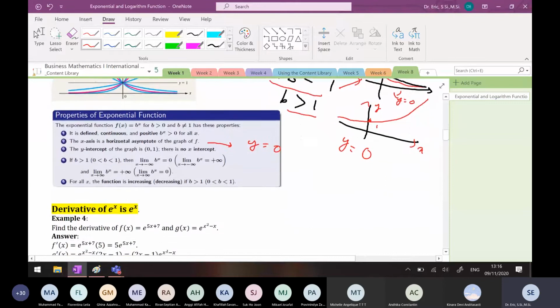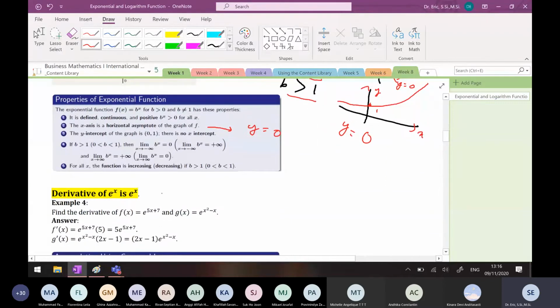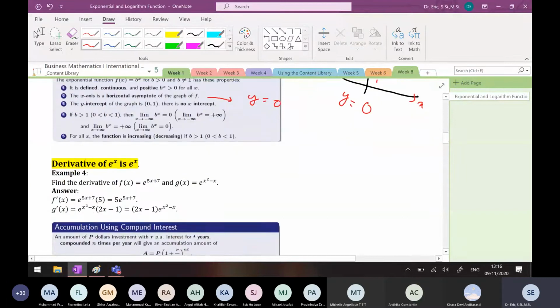And later we can prove that the derivative of e to the x is e to the x. I have proved it in the video. And let's find the derivative of this one. So f(x) is e to the 5x plus 7 and g(x) is e to the x squared minus x.